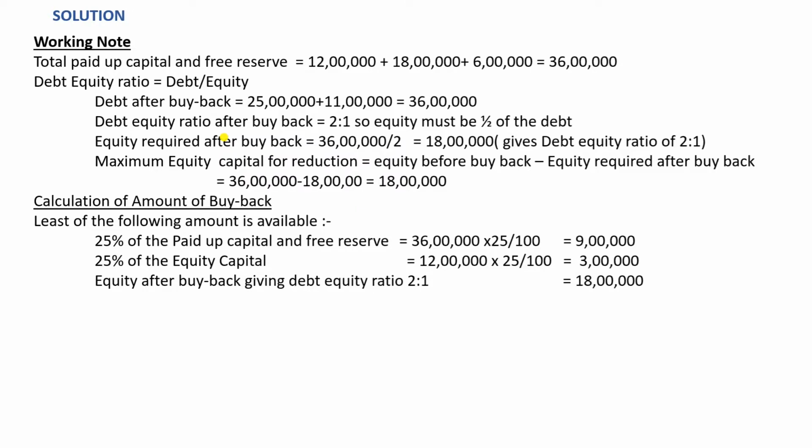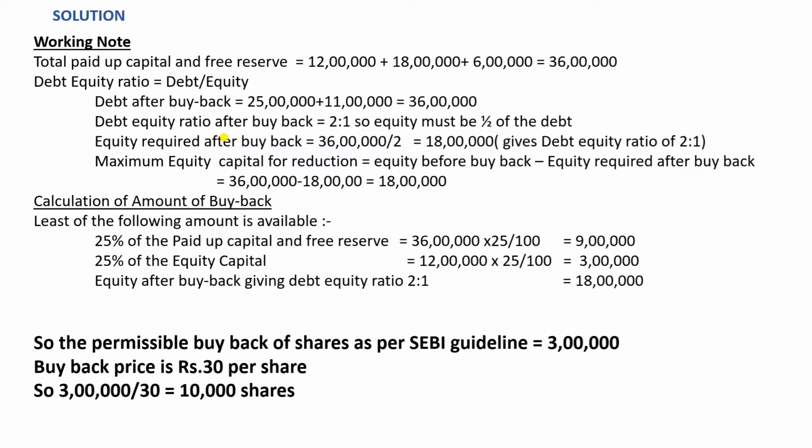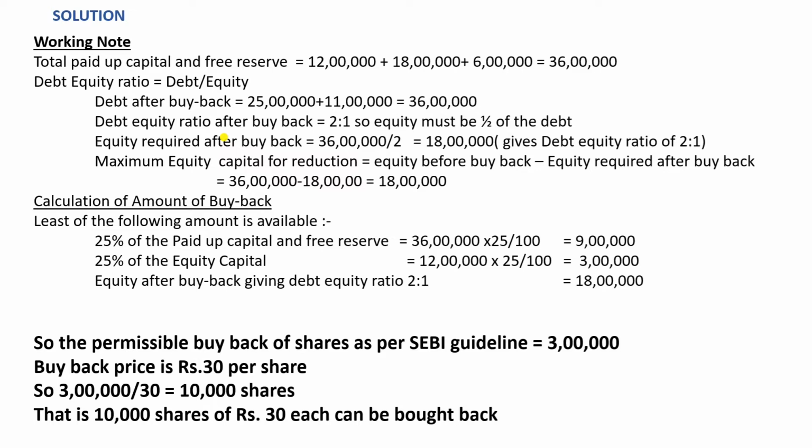And finally, equity after buyback giving a debt equity ratio of 2:1. So the maximum equity capital for reduction is 18 lakh. Now, the permissible buyback of shares as per SEBI guidelines is only 3 lakh, the least of these three amounts. Buyback price is rupees 30 per share, so 3 lakh divided by 30 gives 10,000 shares that can be bought back from the open market.